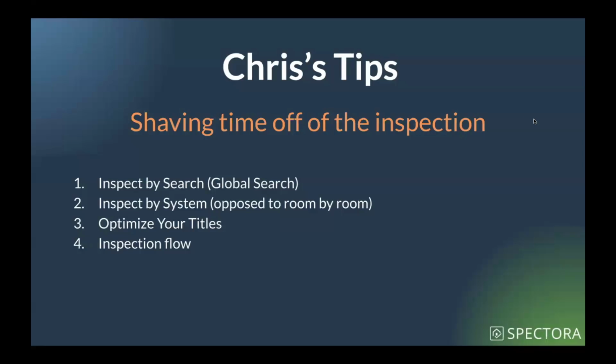I mentor people on the side and try to help fellow inspectors be faster and so forth. The first thing I tell them, besides inspect by search, is inspect by system. So instead of having a room with all these defective items, so now you have 5 different sections with, let's pick a defect, ungrounded receptacles or whatever. Now you just have, under the electrical system, ungrounded receptacles, and you list the rooms that had those receptacles.